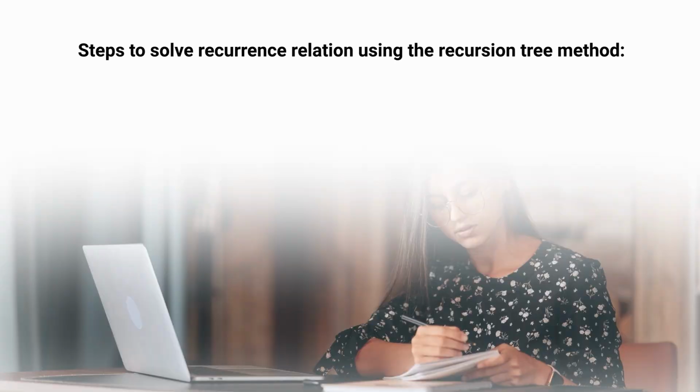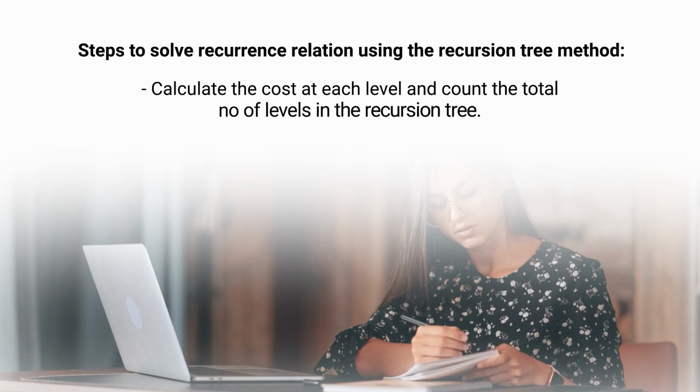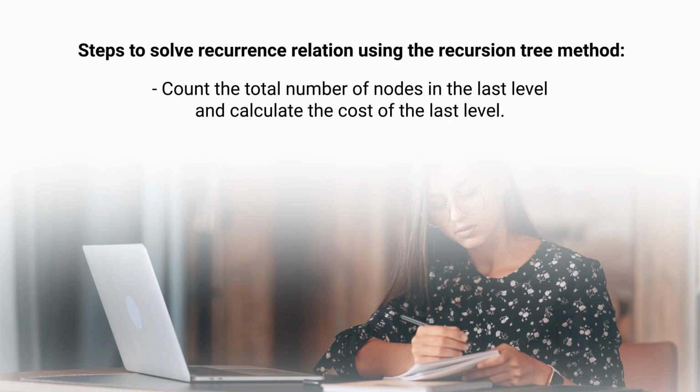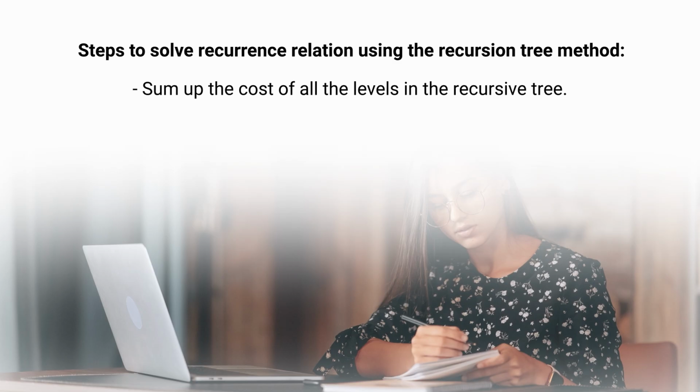So, what are the steps to solve a recurrence using the recursion tree method? First, draw the recursive tree for the given recurrence relation. Second, calculate the cost at each level and count the total number of levels also, because the number of levels into the cost of each level gives the overall cost. Then count the total number of nodes in the last level also and calculate the cost of the last level. The last level is your leaf nodes. So, the number of leaf nodes and the cost of each leaf node will be counted, and sum up the cost of all the levels in the recursive tree. Finally, we get the result of the recursion tree method.